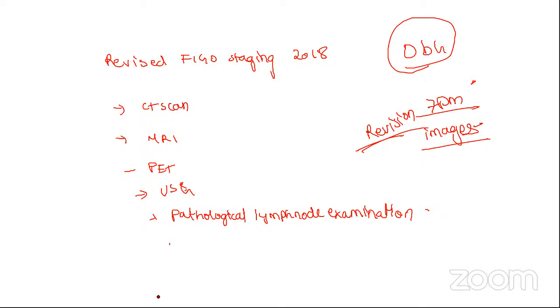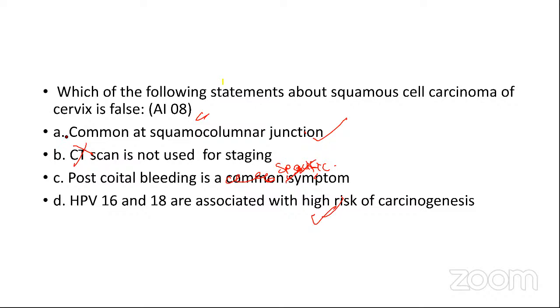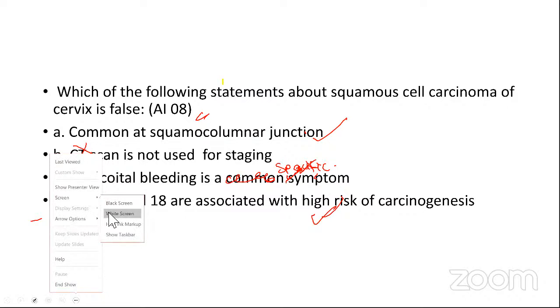And one more thing, here we said postcoital bleeding is a specific symptom, not a common symptom. So you should also be aware that carcinoma cervix has 4 cardinal signs and 4 cardinal symptoms.